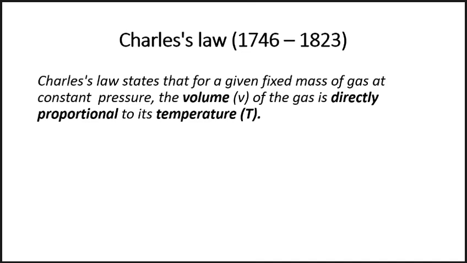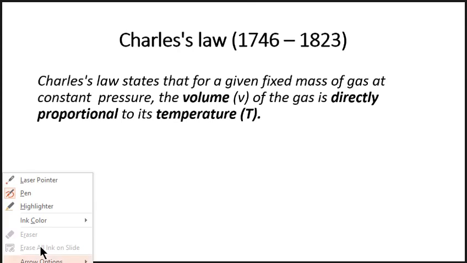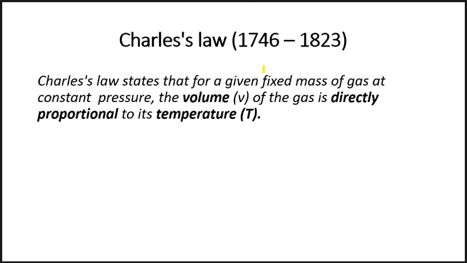So the Charles law states that for a given fixed mass of gas, still take note of that word, fixed, which is very, very important, at constant pressure, this time around not a constant temperature, but a constant pressure, the volume of the gas, which is V, is directly proportional, not inversely, to the temperature of the gas, which is capital T. So the Charles law basically relates the volume to the temperature when the pressure is constant, as far as the mass of the gas is fixed.